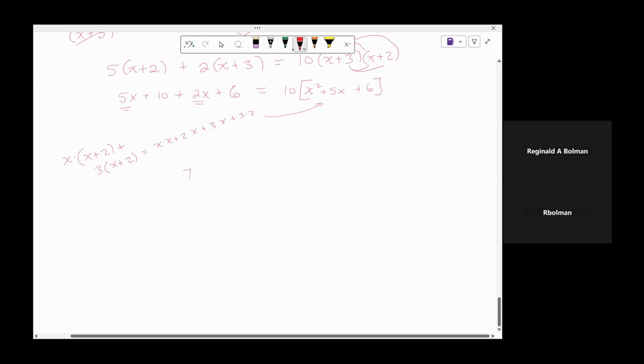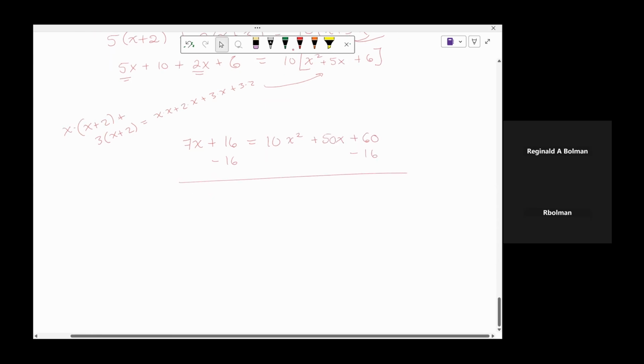5x plus 2x gives us 7x. 10 plus 6 gives us 16. This is all equal to 10 times x squared, which gives 10x squared. 10 times 5x gives us 50x. And 10 times 6 is 60. We're going to go ahead and we'll subtract 16 on both sides now. We'll get 7x is equal to 10x squared plus 50x.